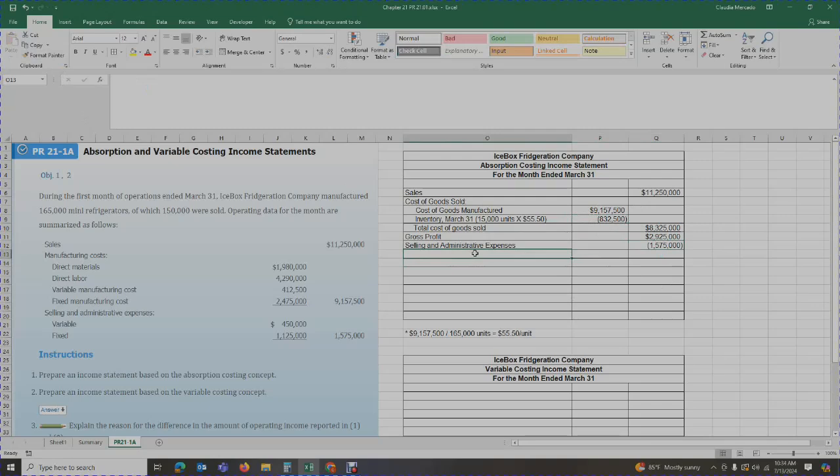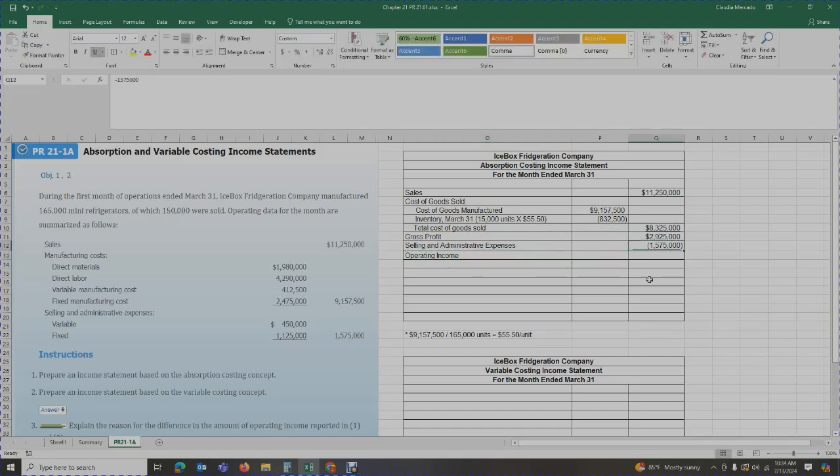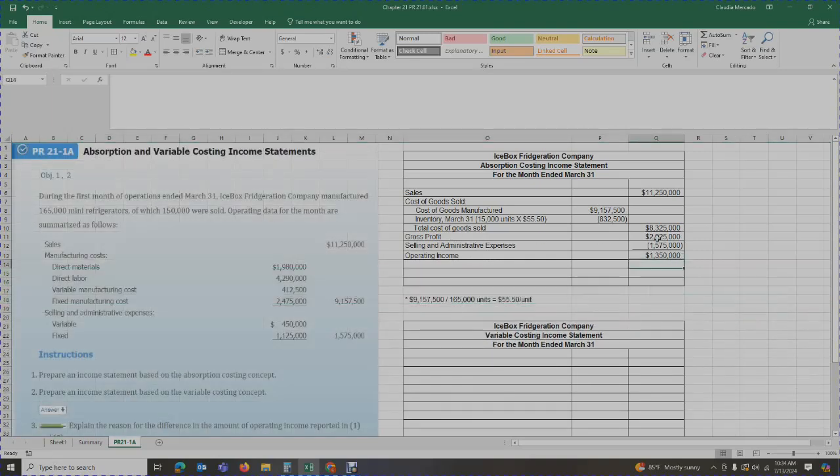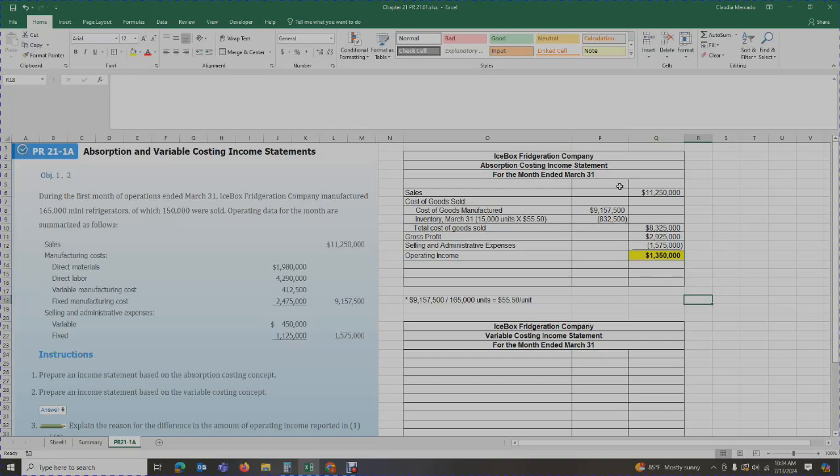And now I can calculate my operating income. This is what I have left over after covering my selling and admin expenses. I'm going to go ahead and do the math, and because I am using Excel, it's just much easier. So I got my gross profit of 2,925,000. I subtract my selling and admin expenses of 1,575,000. So that's going to yield an operating income of 1,350,000. Under the absorption costing income statement, that is what I would be reporting for operating income for the month of March, 1,350,000. Now we're going to repeat the same process, but now we're going to use variable costing.